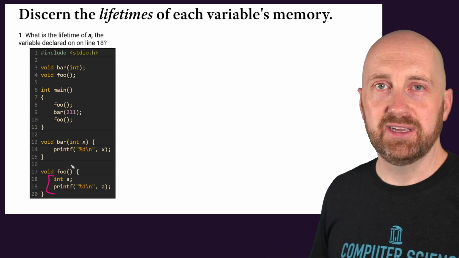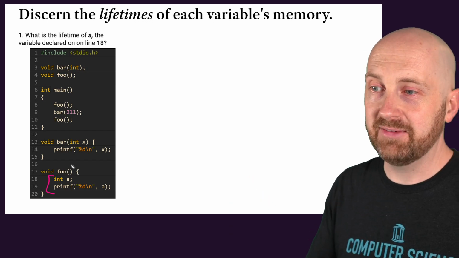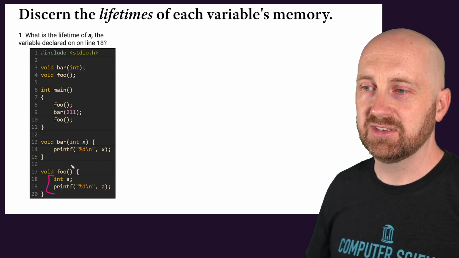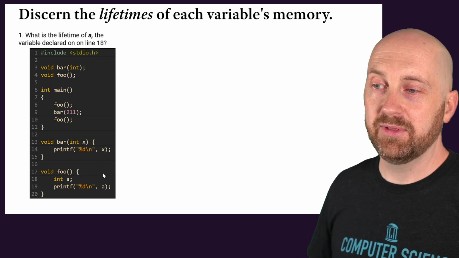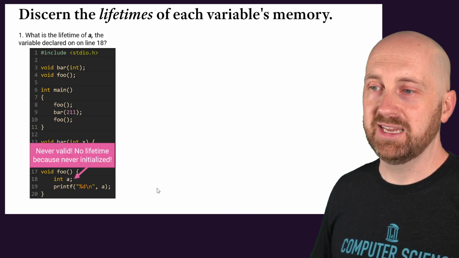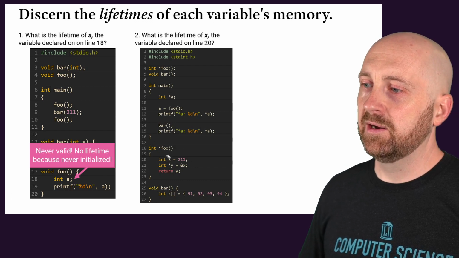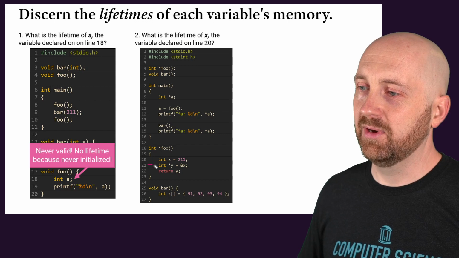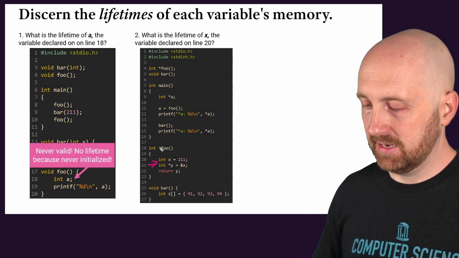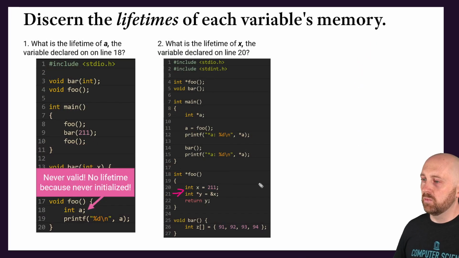It was never initialized, and if you never initialize a variable, it's never valid to access it. It was a variable that never really had a lifetime, right? So it's never been valid. If we think about X in this example, where we're talking about the lifetime of this variable X, X was initialized to be 211 here, so X had a valid lifetime starting at line 20, and it ends when it falls out of scope.